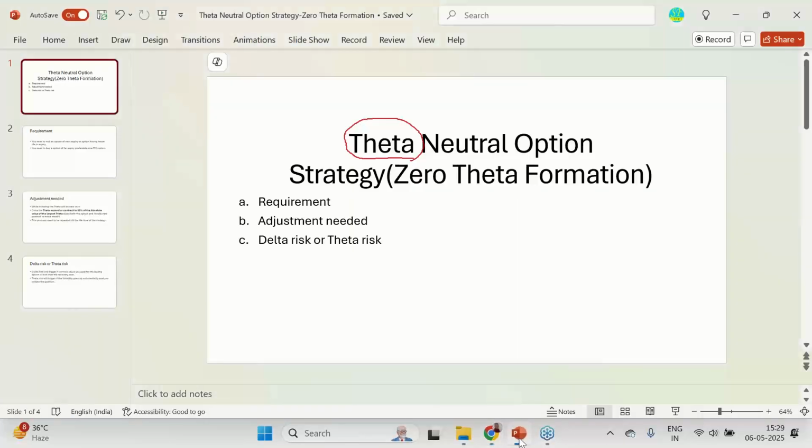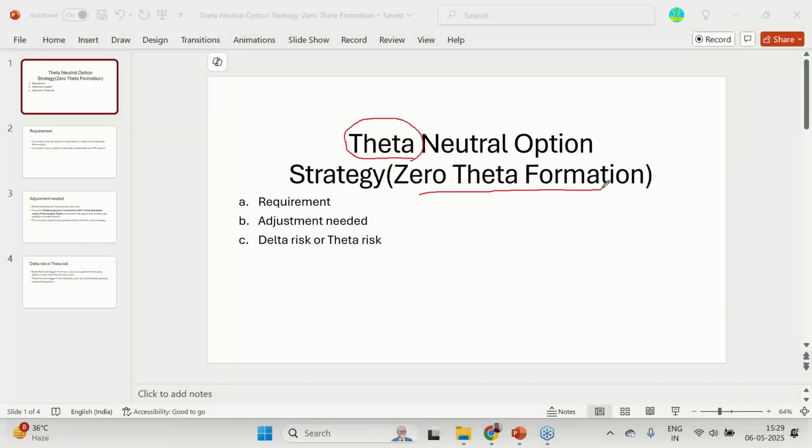So here theta is a decaying factor. It damages the strategy. If you have any hedge, it gives you a lesser return. So these are the things for which we require a theta neutral approach. But there are many different ways you can form a theta neutral approach.